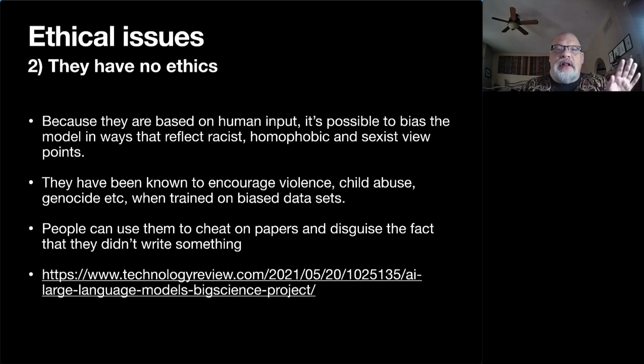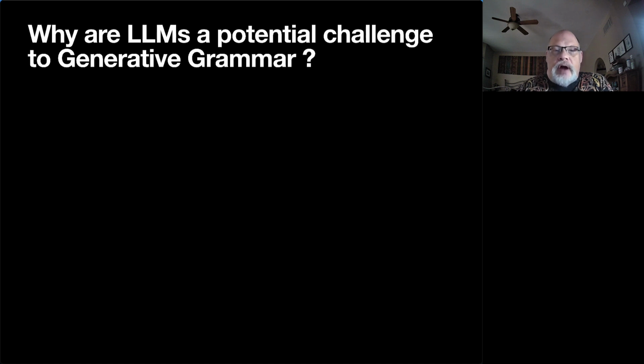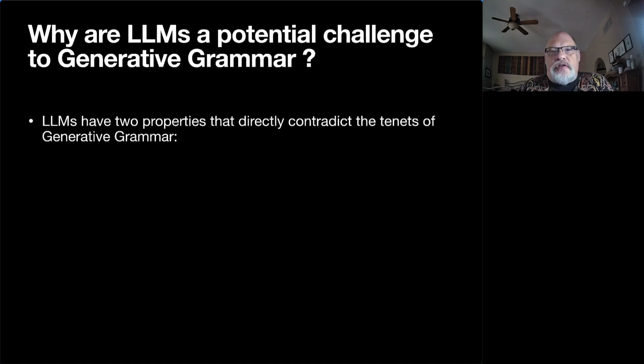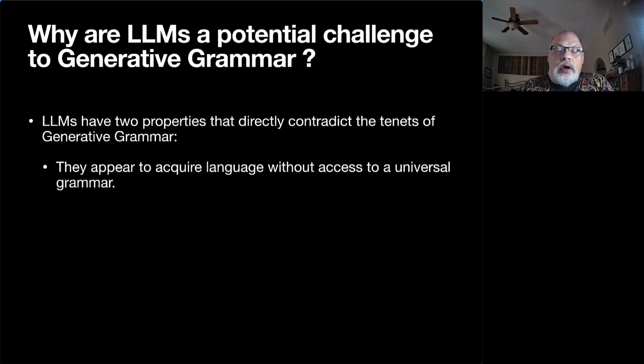Okay, ethical issues aside, the question now comes up about whether or not large language models are in fact good tools for describing human language, and are they a legitimate competitor to generative grammar? So there are two main properties that directly contradict the tenets of generative grammar that we find in LLMs. The first is they are given no universal grammar. They're given no sets of parameters. They're given no sets of constraints over what a language should look like.